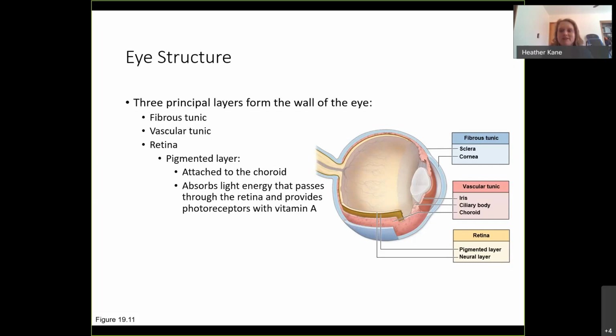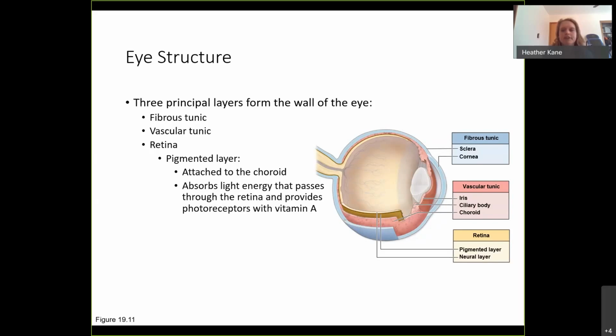So vitamin A. Does anybody know where we get vitamin A from? Vitamin A comes from orange vegetables and fruit. So these are going to be like carrots. Carrots are great sources of vitamin A. Also squash and mangoes and that sort of thing. Those are all going to be really, really high amounts of vitamin A. And vitamin A is really, really important for good eye health.